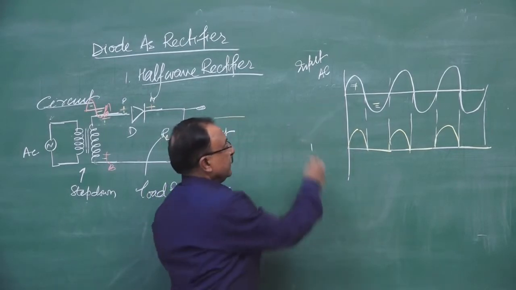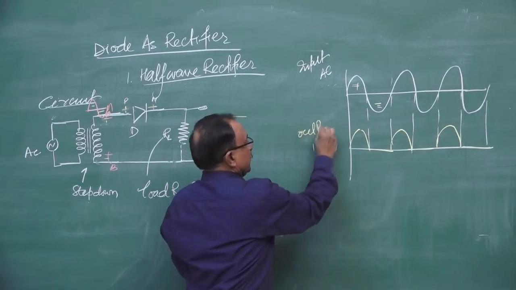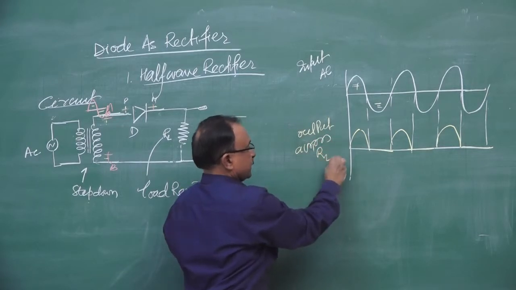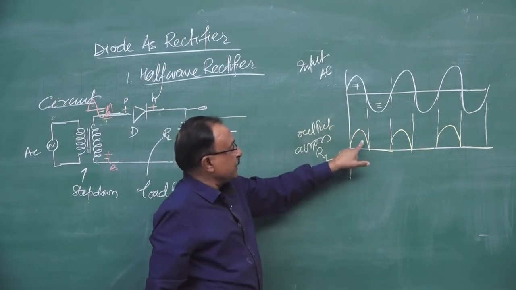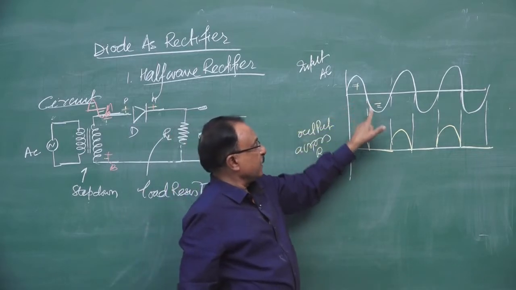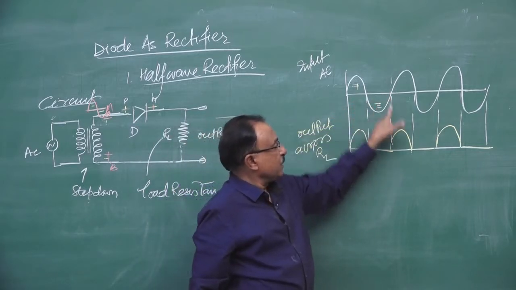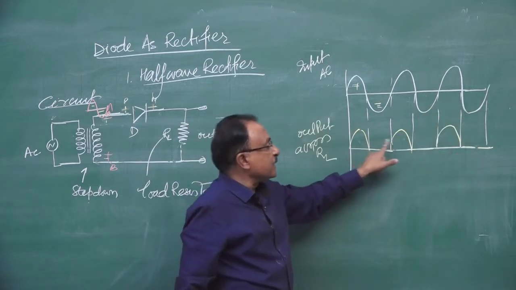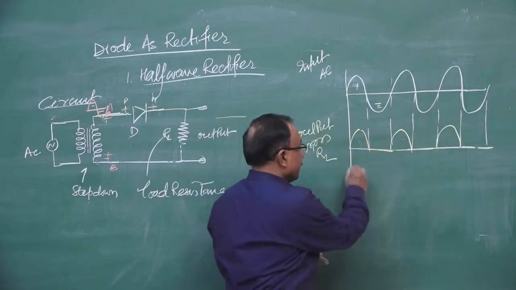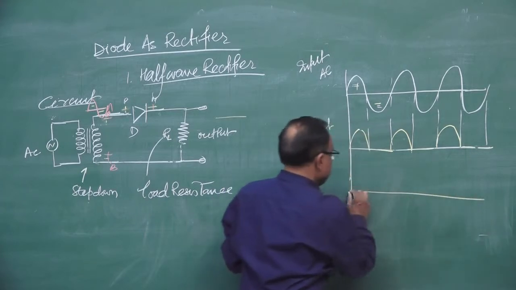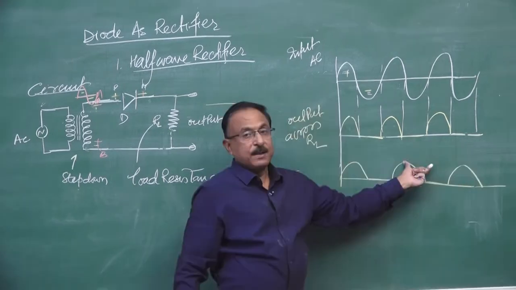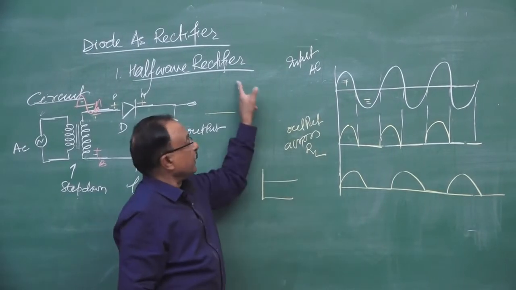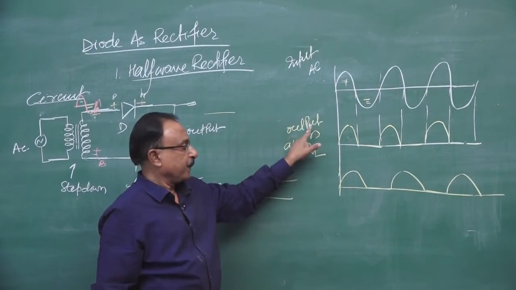So what we observe is this output across the load resistance. For the positive cycle of the input AC we get current. For the negative cycle of the input AC we don't get any current. So we get current only for half cycle of the AC. The output is DC, still fluctuating DC, but only for the half cycle of the input AC. So we call it a half wave rectifier.